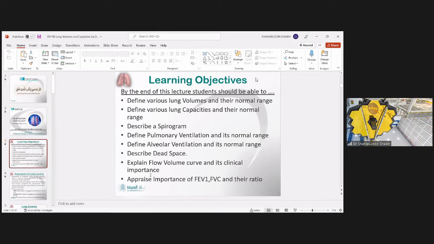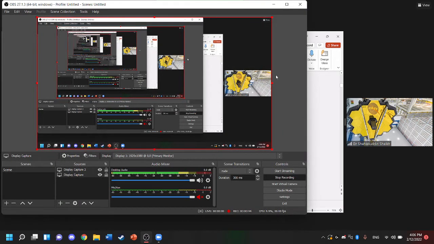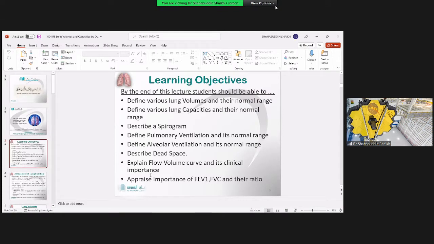So the major things which we talked about in this lecture, the major objectives we want to learn from this lecture, are the 4 volumes and 4 capacities. We should know their definitions. Okay. Then we discussed dead space volume. So 3 types of dead space we discussed.